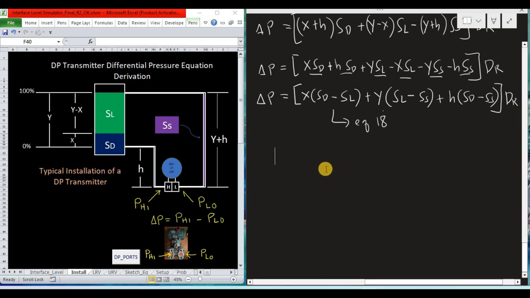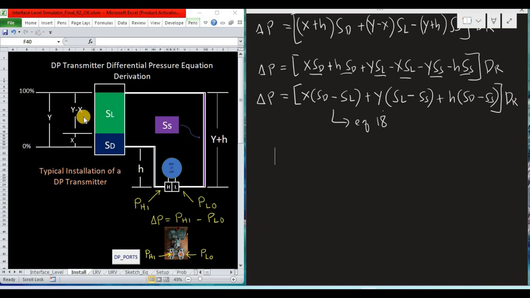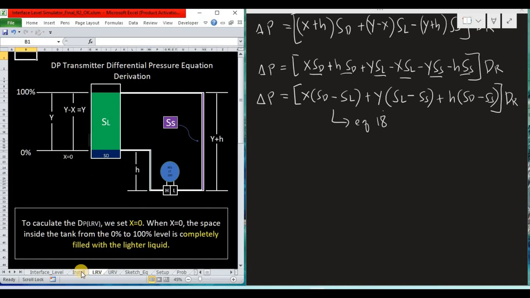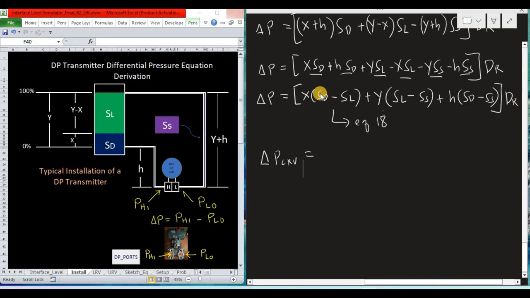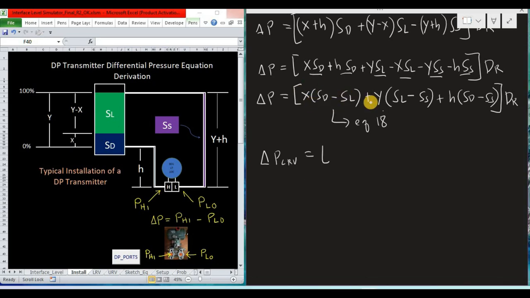Okay, we can calculate the differential pressure LRV by setting x equal to 0 in this equation. Now, if x equals 0, then it means that the tank from the 0% to the 100% level is completely filled with the lighter fluid as shown on this diagram. So delta P LRV is equal to, if we set x equal to 0, this term here will go away, leaving us with y times SL minus SS plus h times SD minus SS, times dr. So this is the differential pressure LRV equation. So this is equation 19.